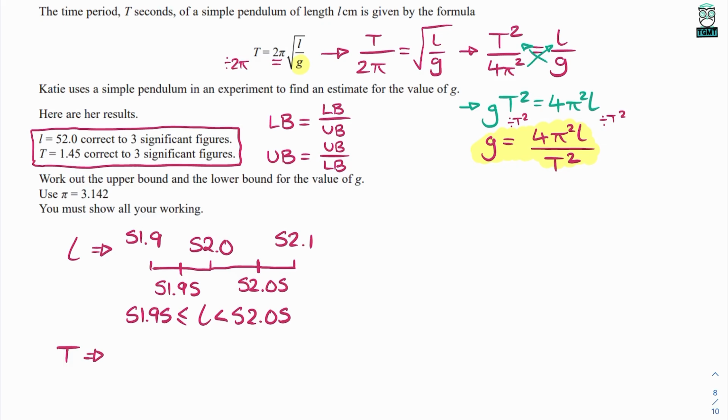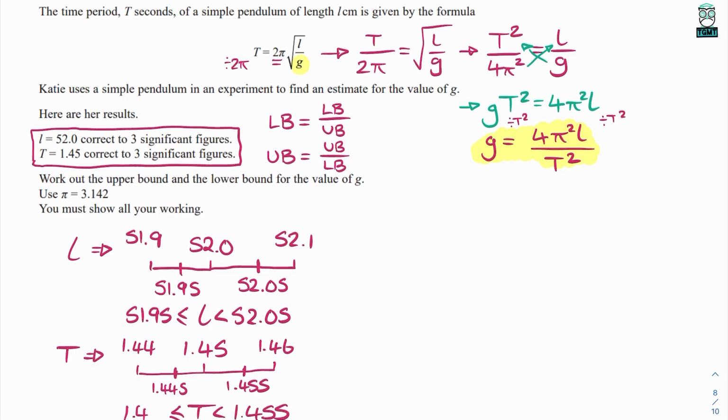If we do the same for T, T isn't quite as bad, to be fair. Once we've done that one, this one seems relatively straightforward. So that's 1.45, and that is between 1.44 and 1.46. So in between those, we have 1.445 and 1.455. And there we go, there's our error interval that we can write for T. So T is in between 1.445 and 1.455. So there are our intervals.